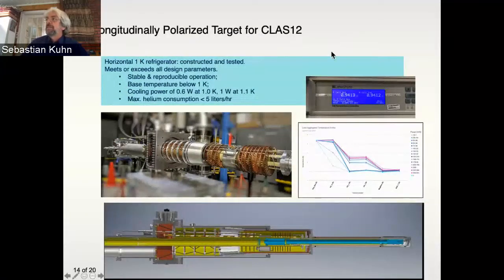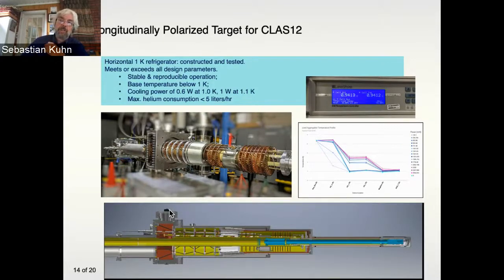Here are some details. The refrigerator has been built and tested. It can indeed reach the 1 Kelvin temperature that we would like, at reasonable levels of power dissipation and coolant consumption. One of the unique features of this refrigerator is that the entire helium bath can be retracted along this direction, such that the target, where the actual polarized ammonia sits, can be retracted and accessed through this port without having to disassemble anything.